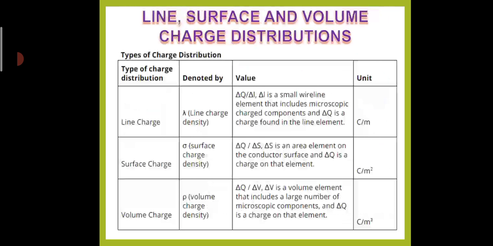And volume charge density: when the charge is distributed over a volume of the conductor, it is called volume charge distribution. It is denoted by the symbol rho. In other words, charge per unit volume is called volume charge density, and its unit is coulomb per meter cubed. Mathematically, volume charge density is rho equal to dq by dv. Okay, so these are the different types of charge distribution: line, surface and volume.